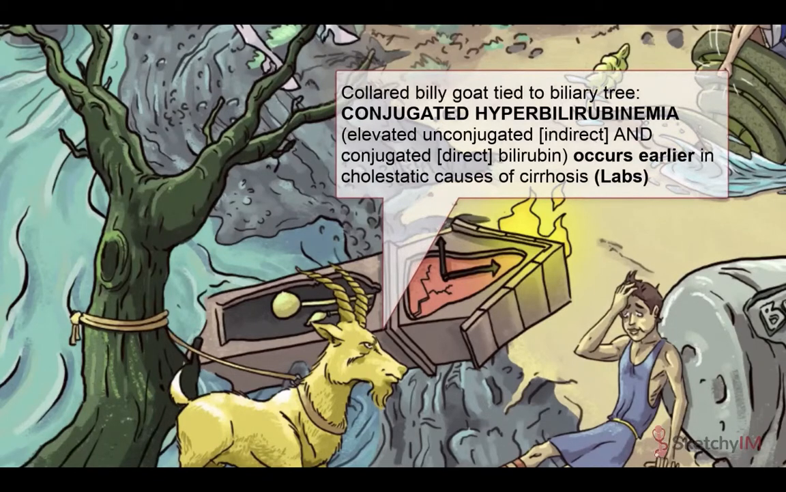Expect elevated serum bilirubin levels much earlier if cirrhosis is caused by a chronic cholestatic disorder, such as primary biliary cholangitis or primary sclerosing cholangitis. Even in the absence of cirrhosis, these disorders impair excretion of conjugated bilirubin, leading to accumulation of both unconjugated and conjugated bilirubin. In other words, conjugated hyperbilirubinemia, represented by yet another collared billy goat.